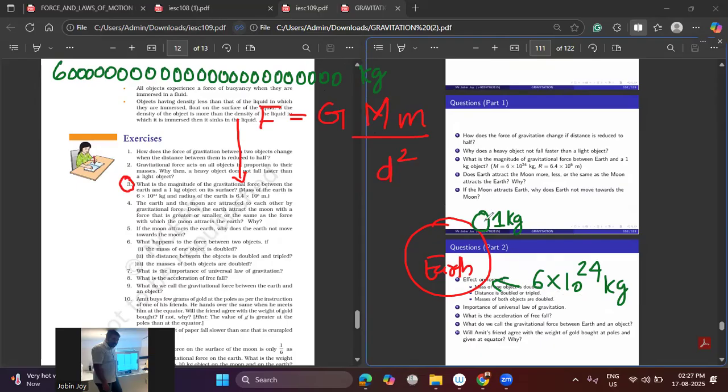And what is the mass of the object? 1 kilogram, very small. Okay, just compare this with the 1 kilogram. So this is very, very small, right? When we compare the mass of the Earth.